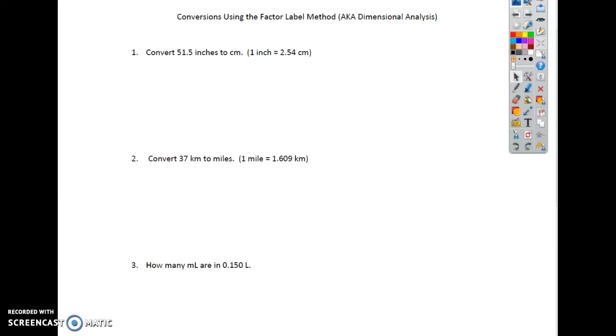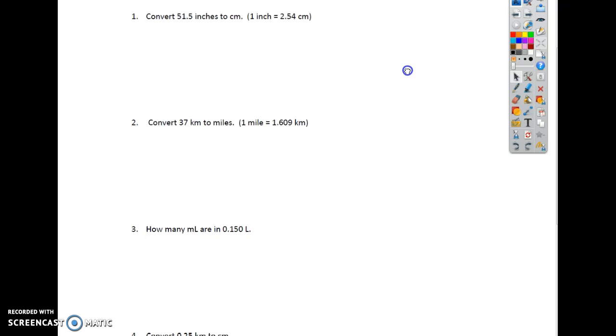In this video, I'm going to go over how you do conversions using the factor label method, which is also called dimensional analysis. So I have a couple examples to go through. In this first one, it says convert 51.5 inches to centimeters. If you have a problem where you have to go from the English system to metric or vice versa, we will give you that conversion factor.